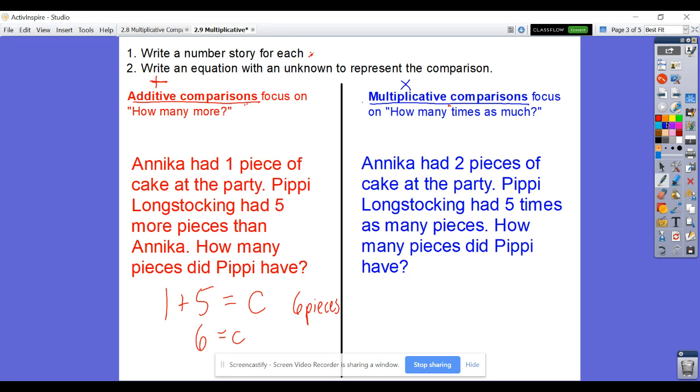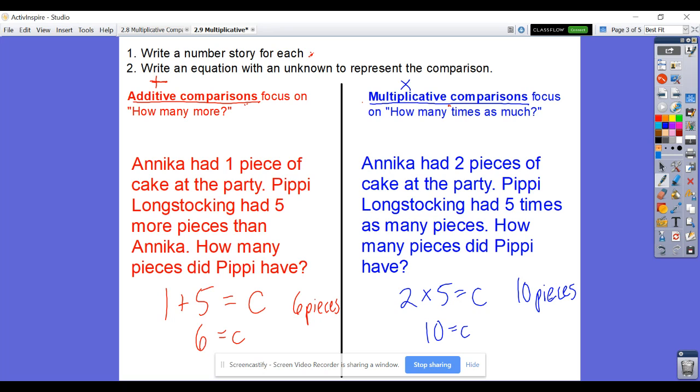So this time I am going to say, do you know what I'll say? 2 times 5 equals C. So 10 equals C. So, woo, Pippi must have been hungry. She had 10 pieces of cake. And if you actually read Pippi Longstocking, you know that isn't even that surprising. Pippi actually sticks her entire face in the cream pie in one scene. So 10 pieces of cake is no big deal for Pippi.